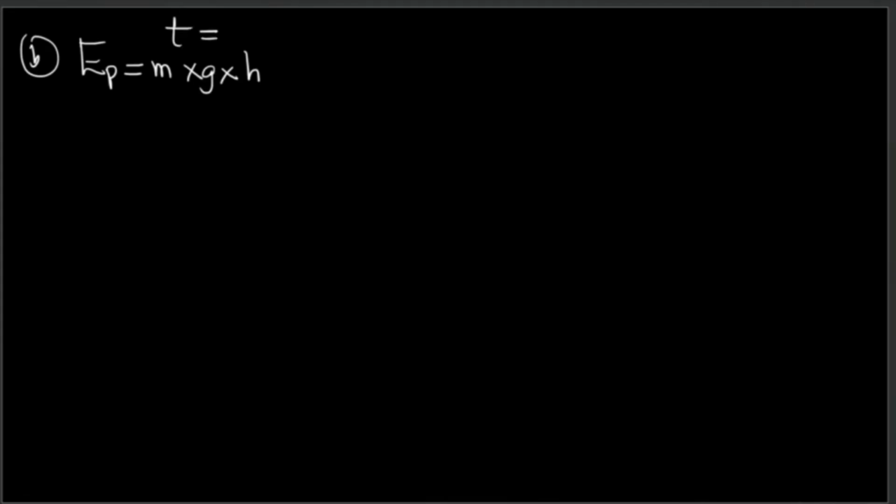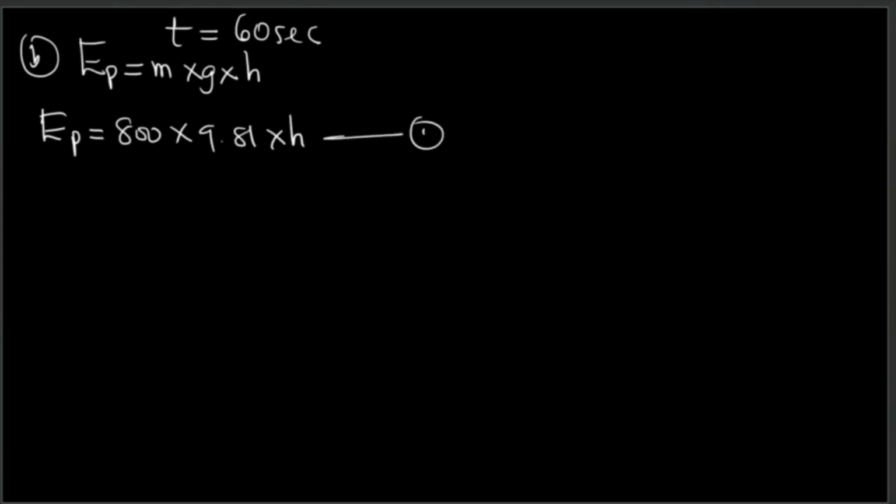So the time there is what? 60 seconds. So we have the mass. The mass given to us is 800. Then 9.81 times height. This is what we don't have, which is the height. You can get the height.